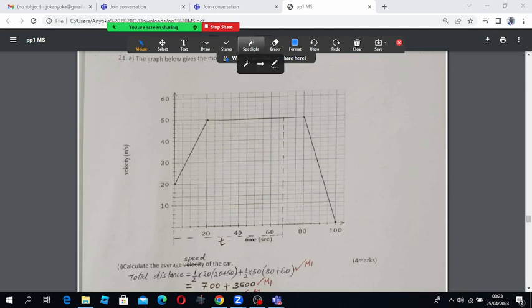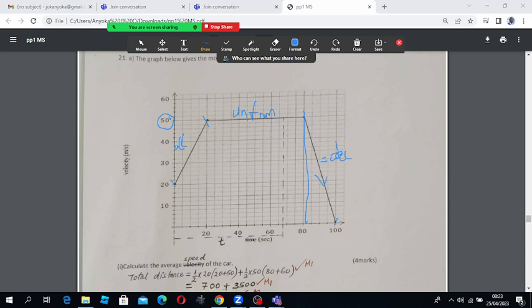Let's analyze the graph. When we have a positive gradient, it stands for acceleration. Horizontal gradient stands for uniform velocity. Now it is moving at a uniform velocity of 50 meters per second. The negative gradient stands for deceleration. So when we are asked to find the deceleration, we are finding the gradient of this line. What is the gradient here?